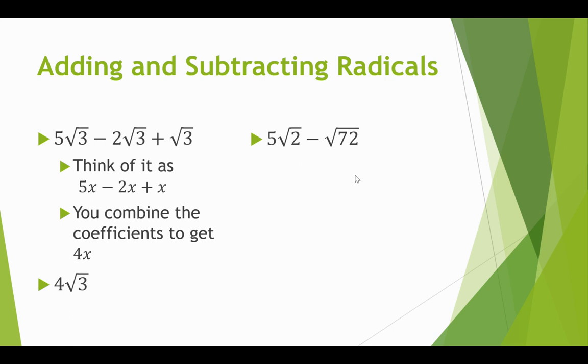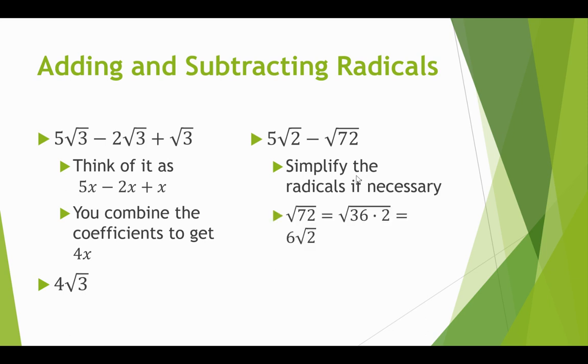Another example here, we have 5 radical 2 minus radical 72. Well, we have to do some simplification first. So we can simplify radicals as necessary. If we take a look at that radical 72, radical 72 is radical 36 times 2. So now we get 6 times radical 2. And if we go back to the original problem, 5 radical 2 minus 6 radical 2, remember, we can treat it like good old-fashioned coefficients. We're going to get negative 1 radical 2, which can be simplified down one more step to negative radical 2.